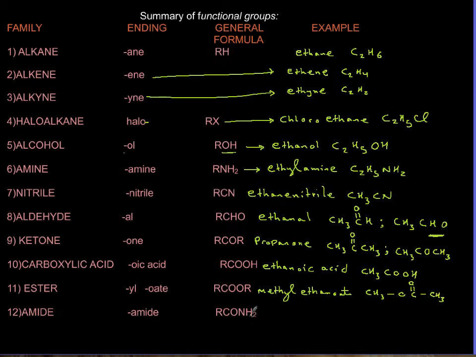You could have an amide, which is combination of amine and carboxylic acid. For example, ethanamide is CH3, C double bond O, NH2.